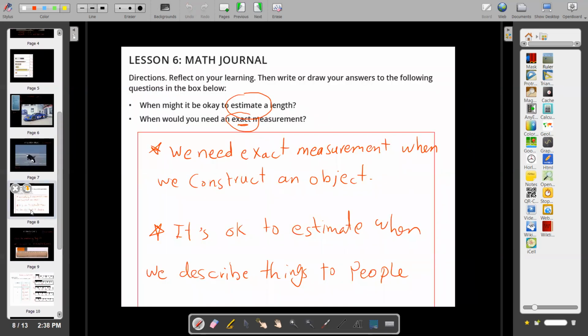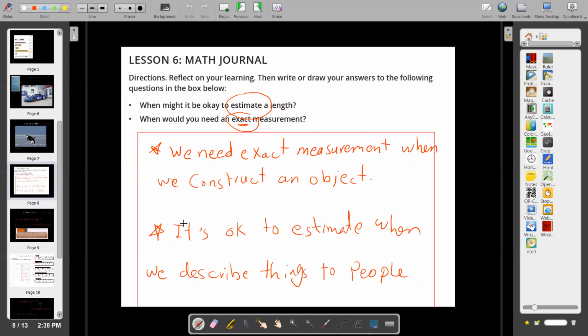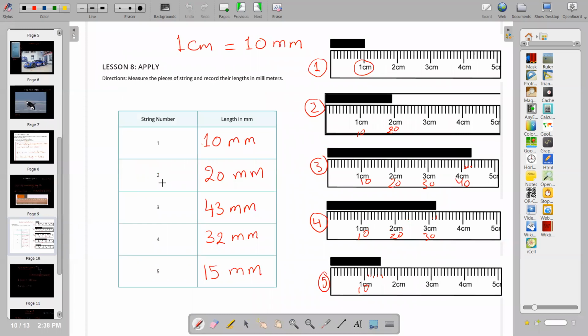We knew when we need exact measuring and when it is okay to estimate things. We need exact measurement when we construct things and objects. We use estimate when we describe things. Okay, we learned millimeter and how to measure things in millimeters, like this one. It's 0 and here 1, so it's 10 millimeters. Here we count 0, 10, 20, and so on.